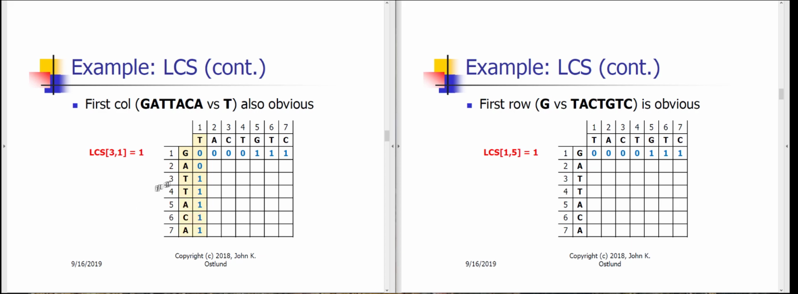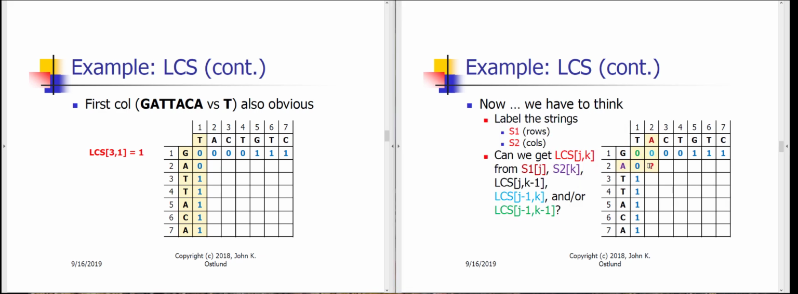Okay, so we took care of the trivial cases, comparing G against increasingly long prefixes of TAC, TG, TC, and likewise comparing T against increasingly long prefixes of GAT, TACA. So now we get to the hard part. What do we do now in the second row? We would like to be able to determine what the longest common subsequence is, comparing the prefix GA of the first sequence to the prefix TA of the second sequence.